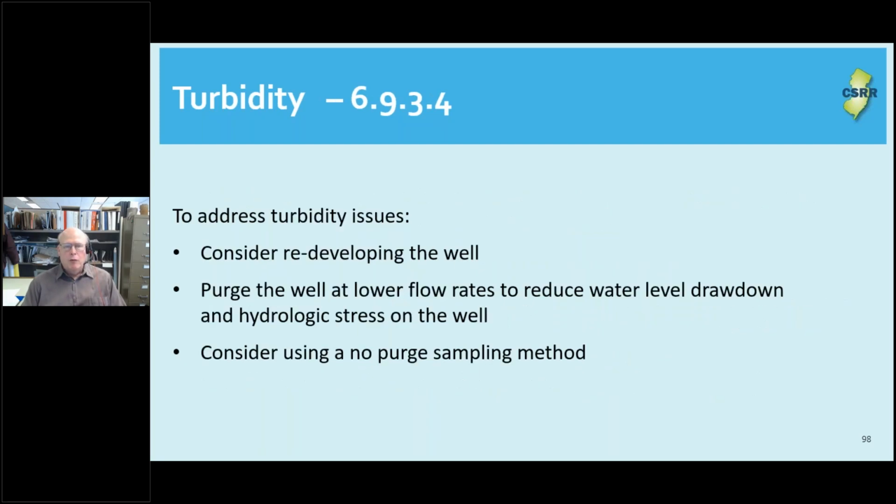Where the water removed from the well is turbid and turbidity-sensitive compounds are a contaminant of concern, it is recommended that measures be taken to reduce the turbidity of the water in the well. These measures may include redevelopment of the well, purging the well at a lower purge rate, and using a no-purge sampling method such as a grab or passive method.